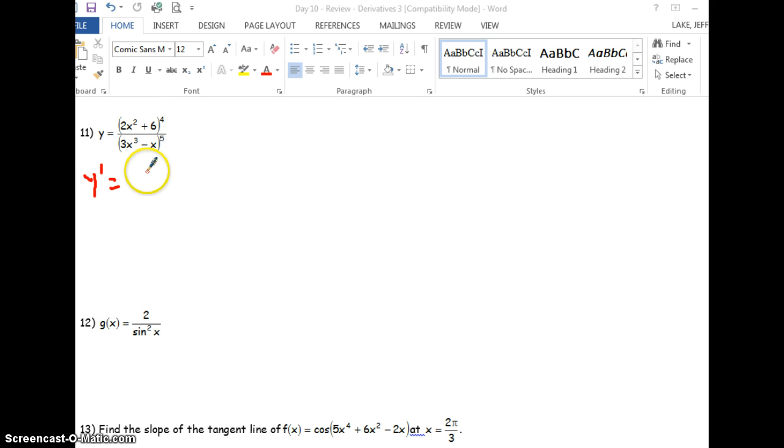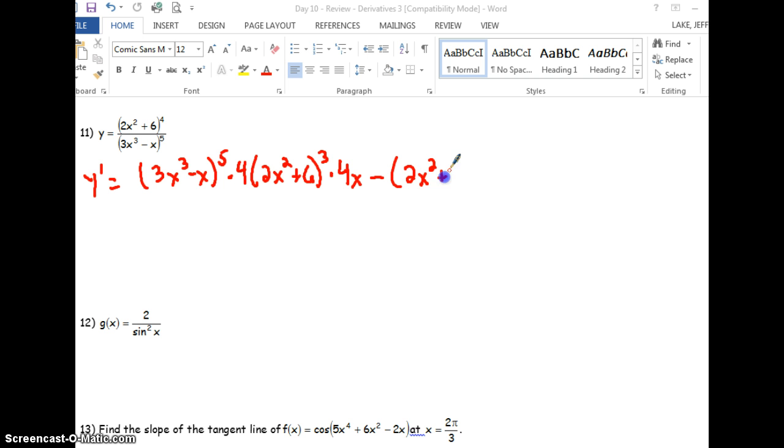I'm going to do bottom d top, bottom (3x to the third minus x) all to the fifth, just rewriting it. D top. Now the derivative of the top means you have to use your chain rule. So this is 4 times (2x squared plus 6) to the third times the derivative of the inside, which is just 4x. We have a minus since it is quotient rule. Rewrite the top, (2x squared plus 6) all to the fourth, times the derivative of the bottom, which is going to be 5 times (3x to the third minus x) to the fourth, times the inside there, which is the 9x squared minus 1.